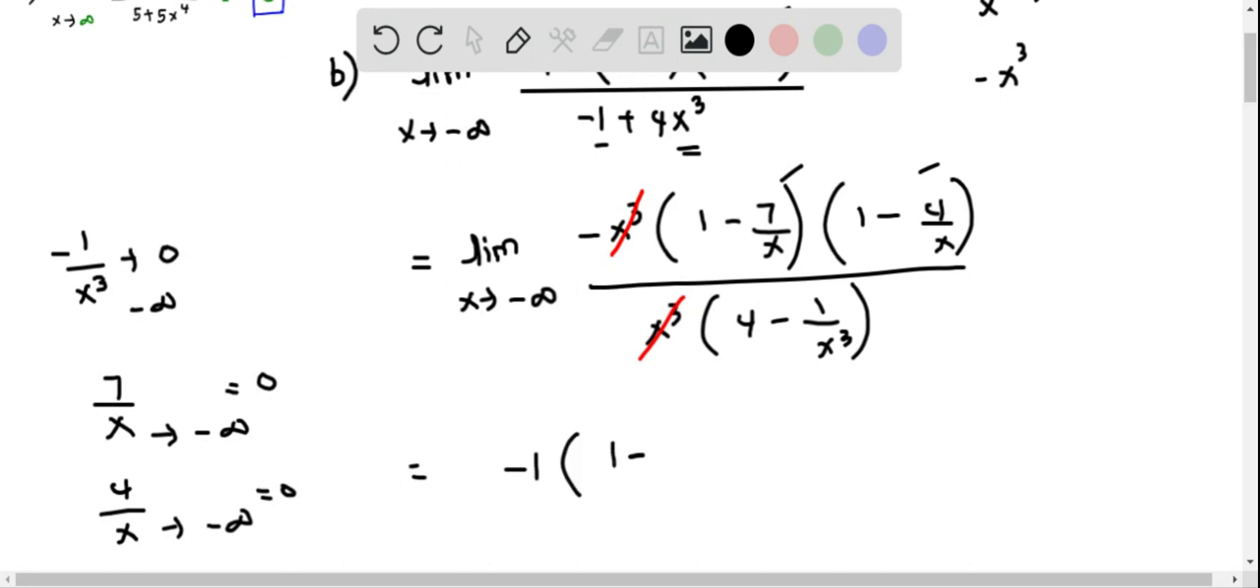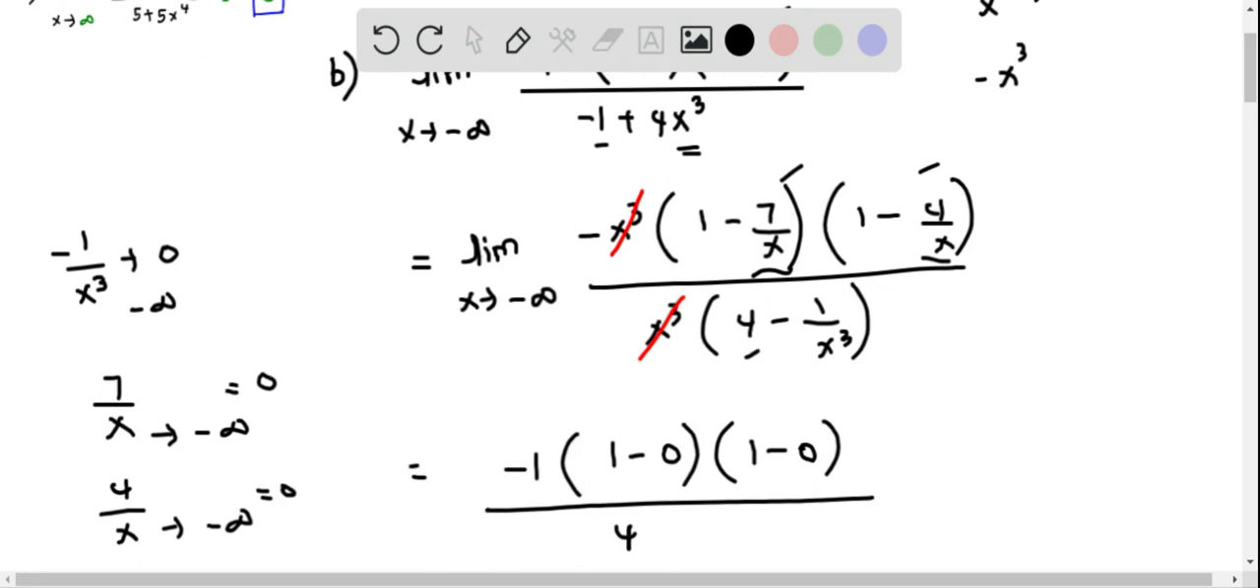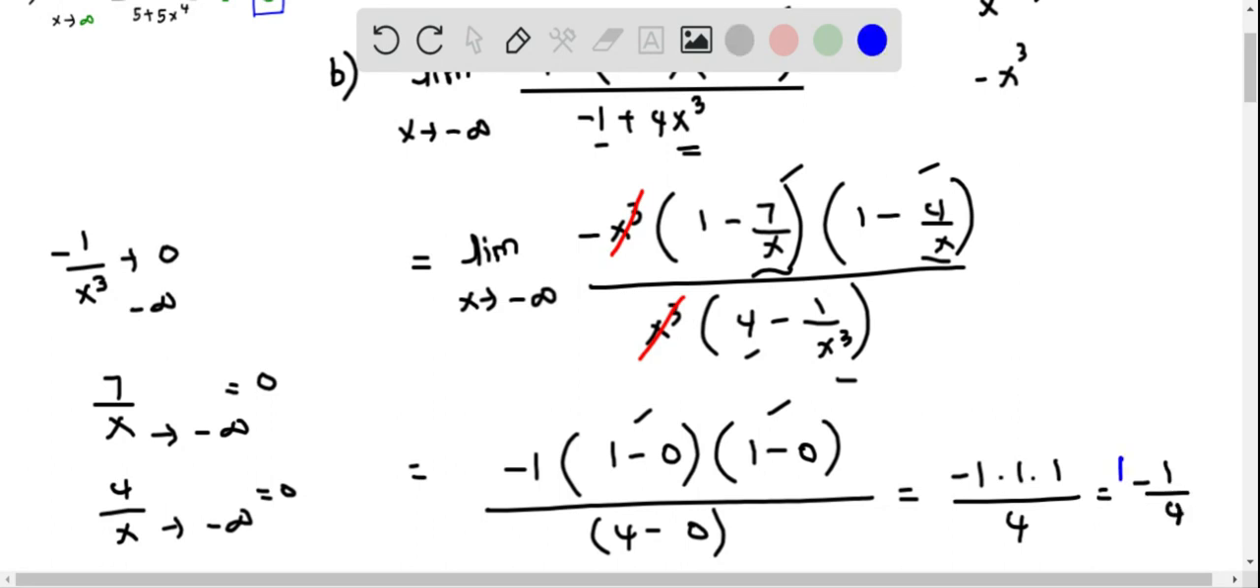Times 1 minus the limit of this one, which is 0, times the limit of this one, which is 0. So it is 1 minus 0 divided by, here we have 4 minus the limit of this one, which is 0. So let's simplify this. We get negative 1 times this is 1 and this is 1. So it is 1 times 1 divided by, here in the denominator we have 4. So negative 1 times 1 times 1 over 4 is negative 1/4. So we determine that the limit of this given expression when x approaches negative infinity is negative 1/4.